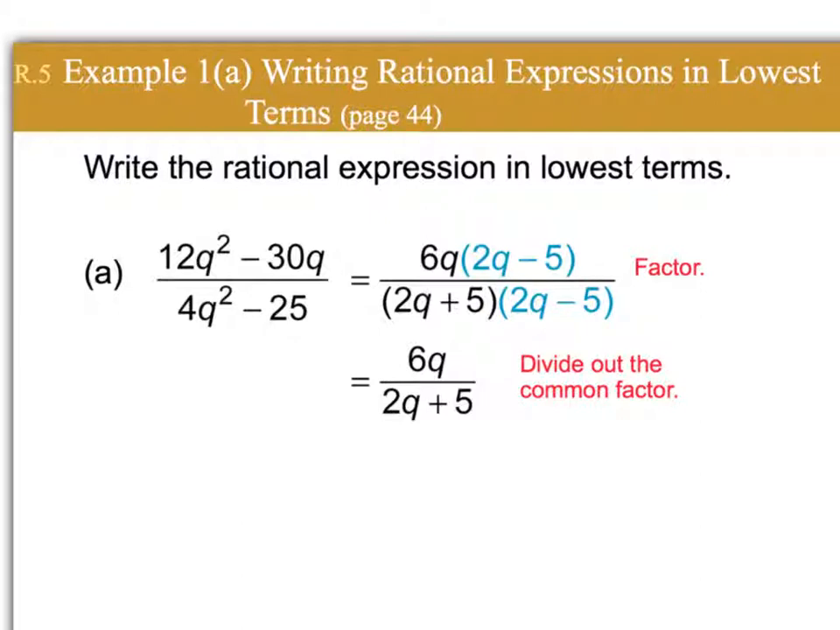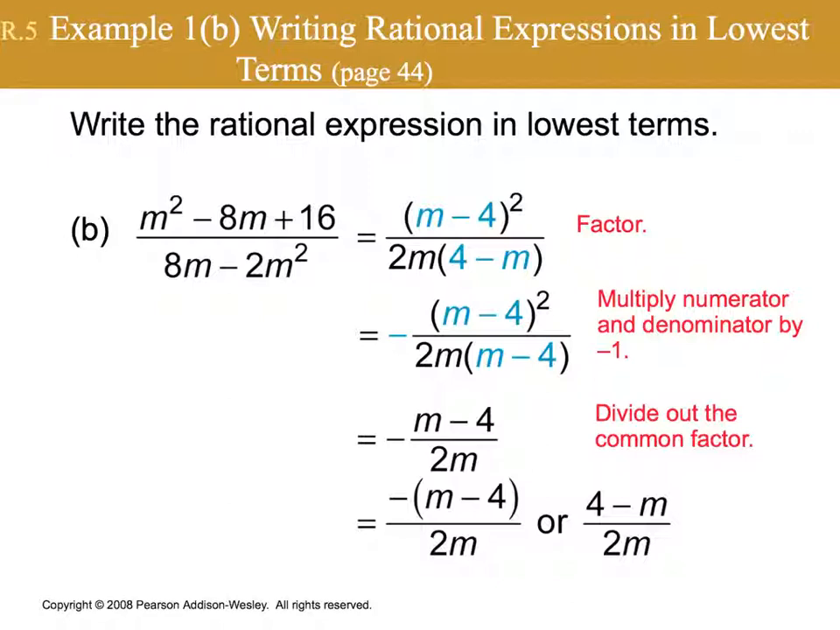In many of the problems that we'll work with in these rational expressions, we'll often get a similar term, top and bottom. So here we have a 2q minus 5 and a 2q minus 5. Those reduce. It's the same thing over the same thing. So that reduces down to 1, leaving us with 6q divided by 2q plus 5.